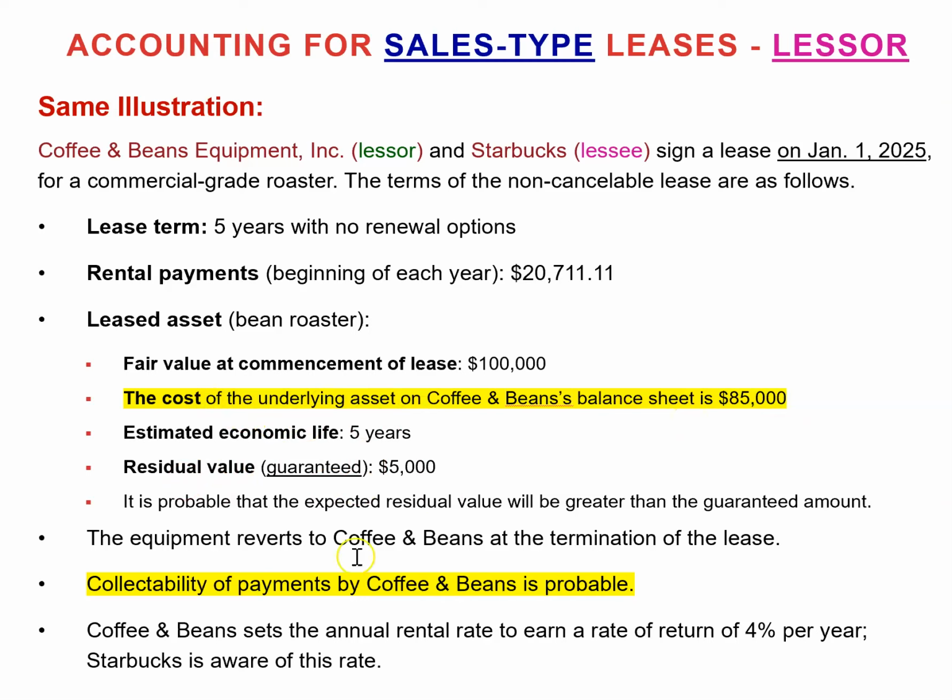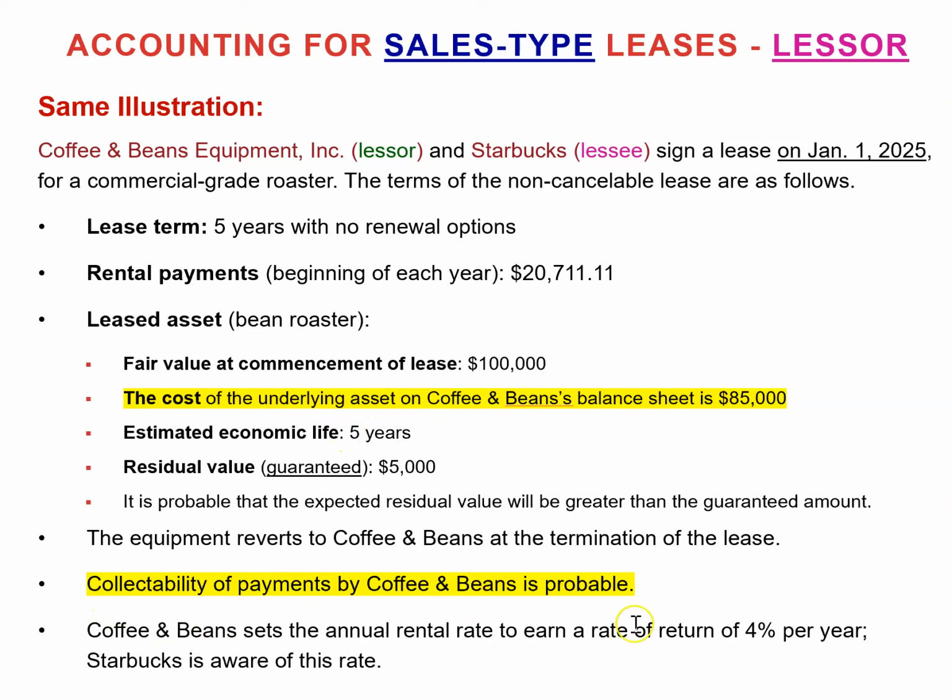Residual value is the same, and it's also probable that the actual residual value will be higher than the guaranteed value. That means they will receive this guaranteed residual value plus some unguaranteed part, and the equipment will revert to Coffee and Beans. But remember, the life is 5 years, and Starbucks will also use it for 5 years.